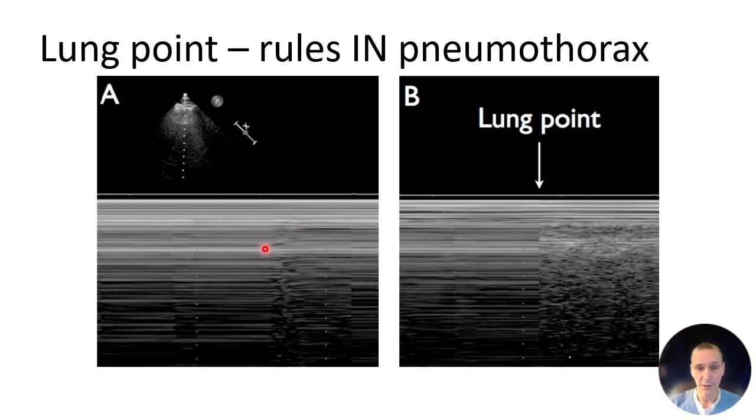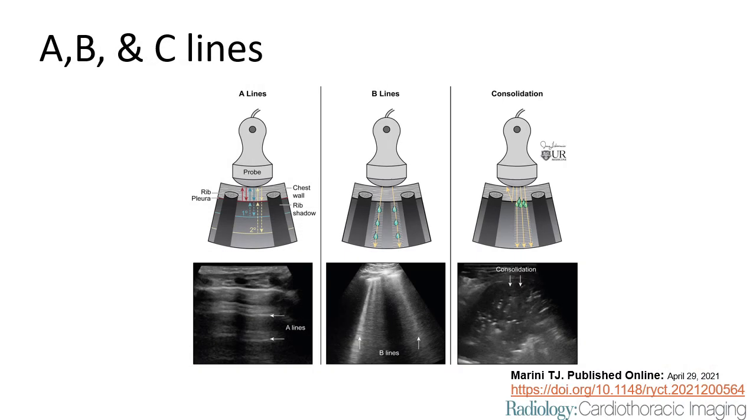Here's lung point captured in M mode, so barcode sign here, suggestive of a pneumothorax here, and then this captures the lung point on M mode. Talk quickly about A lines, B lines, and C lines. More commonly used are the A and B lines.